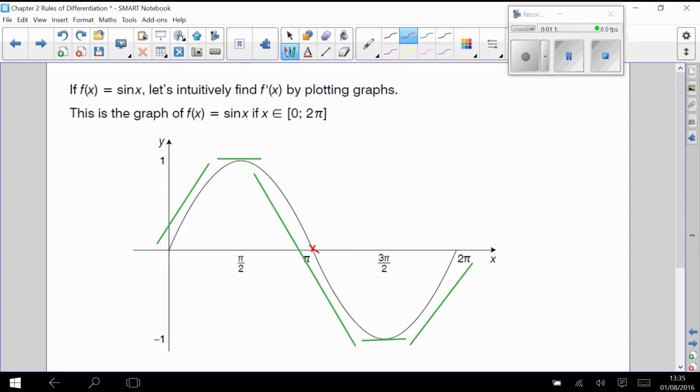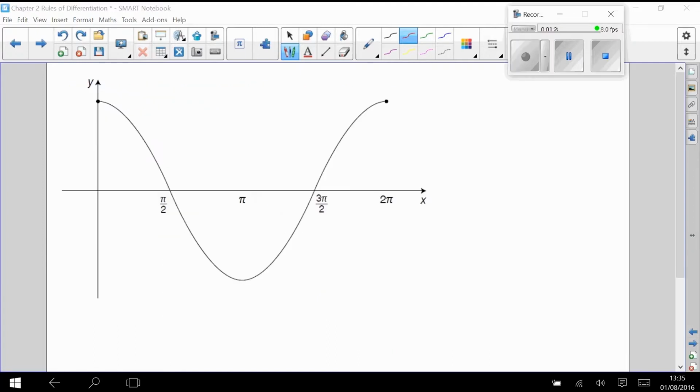Let's see what this looks like if I draw the derivative function of sine of x. Remember, the derivative function is the function that describes the gradient of my function. We said that we had two zero gradients, and those were exactly when x was pi over 2 or 3 pi over 2. We also said that we had a concavity change, and that was when x was pi, and that's reflected as a turning point on the derivative function.